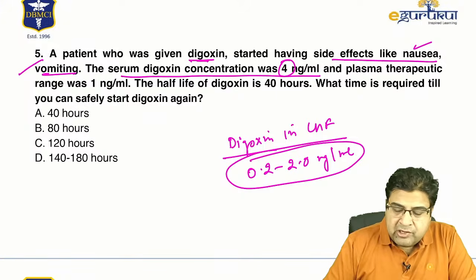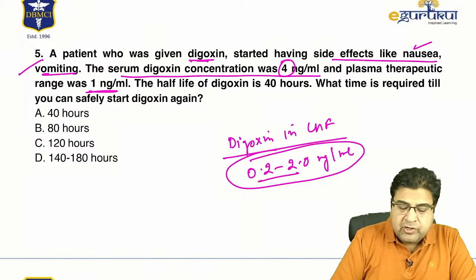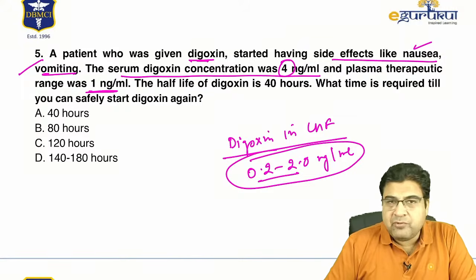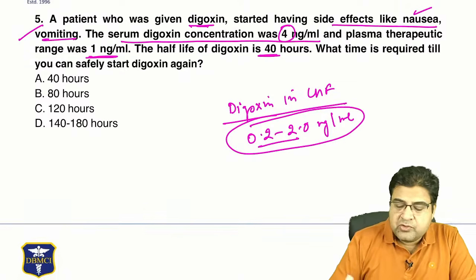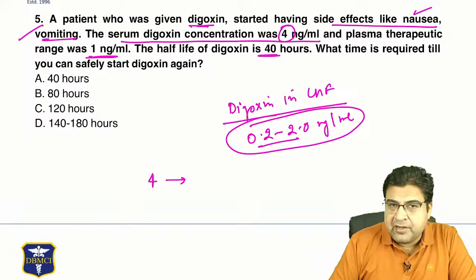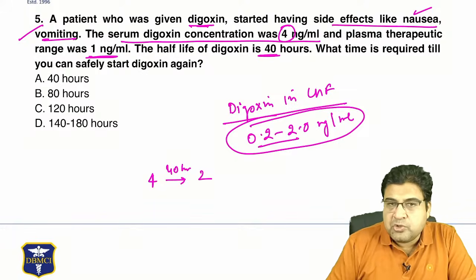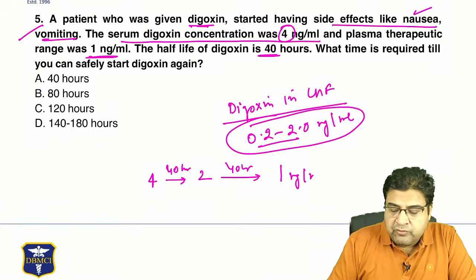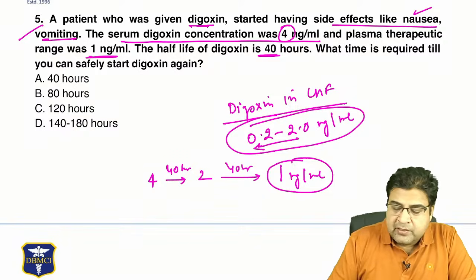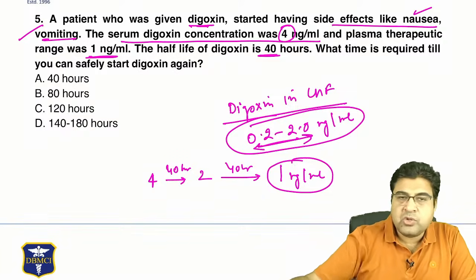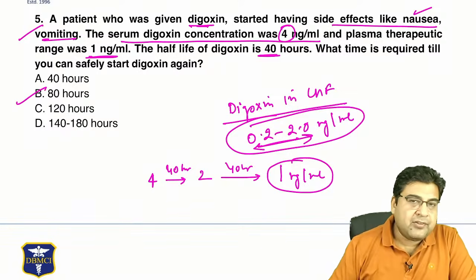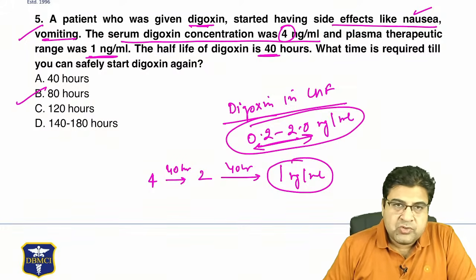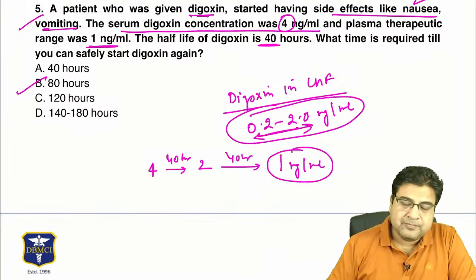Now you want the concentration to come back to the normal range, to 1 nanogram per ml. How is that possible, and how much time do you have to wait? Digoxin half-life is 40 hours. So if today the level is 4, after 40 hours the level will reduce to 2, and after the next 40 hours, it will come down to 1. That is the desired range. So you have to wait for 80 hours, and after that you can continue with a low dose of digoxin. So question 5, answer is B.